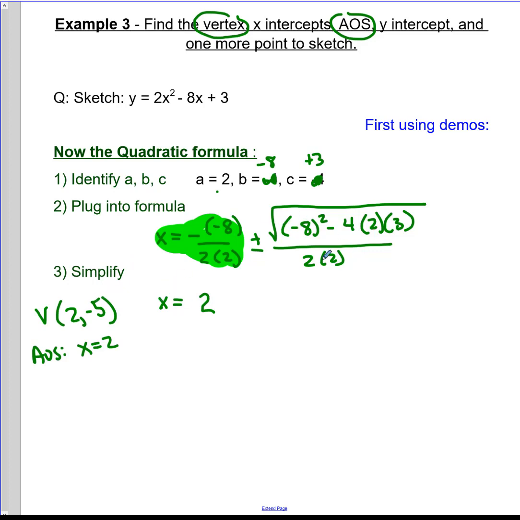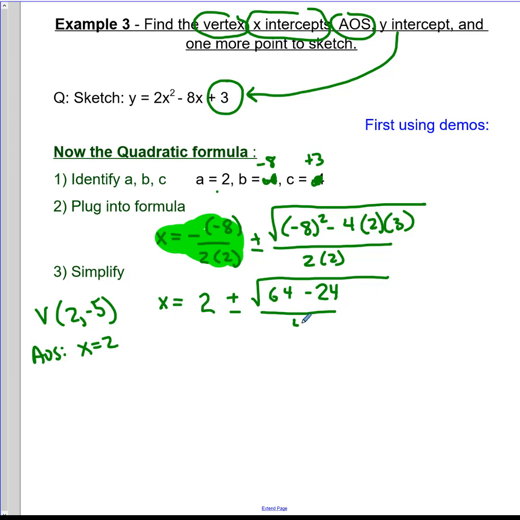Then we need to do the rest of this to find the x-intercepts. Of course, the y-intercept is easy. We just steal this. The y-intercept is just 0, 3. And then we can always get another point from the sketch. So this is plus or minus the square root of 64. And then 3 times 2 is 6. 6 times 4 is -24.